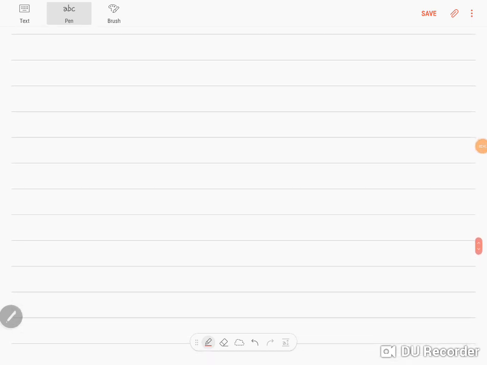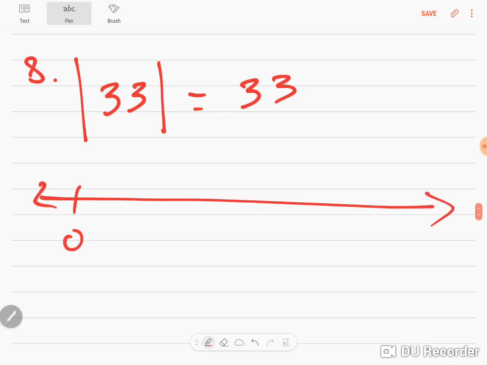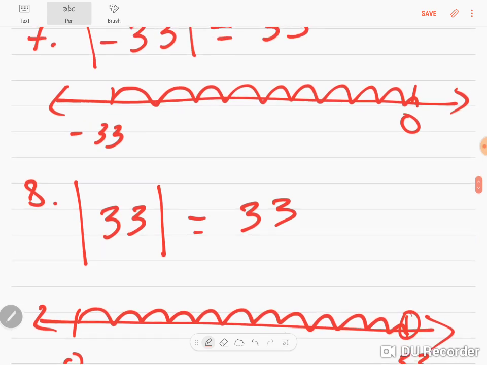So number 8 says the absolute value of 33. So the absolute value of 33 is 33. Because if I draw a number line and if I put 0 there and I have 33, it will take us 33 places before we get to 33. So that's why the absolute value of 33 is 33.